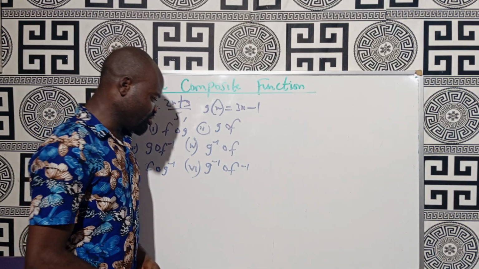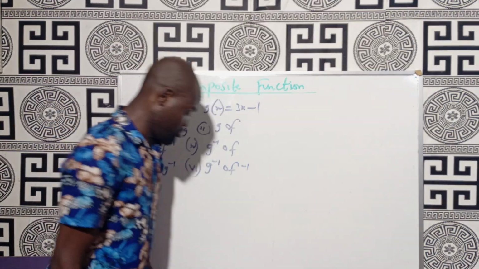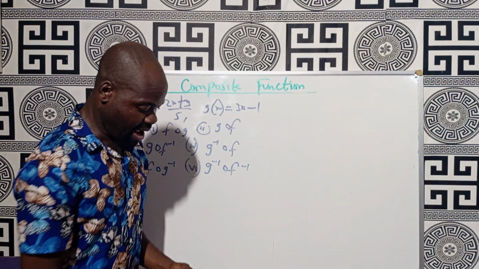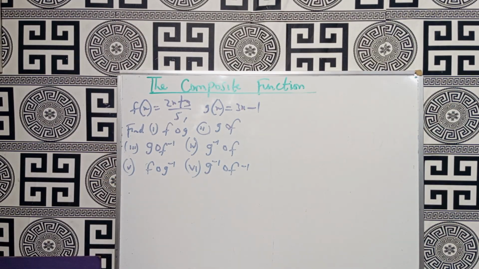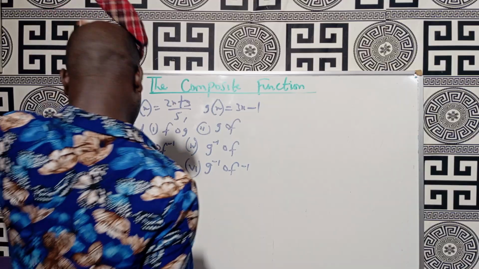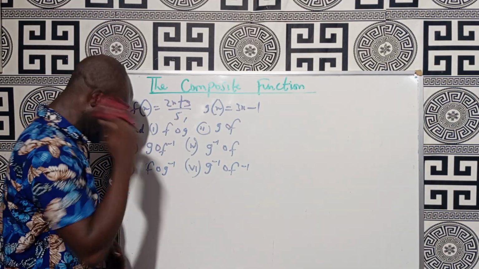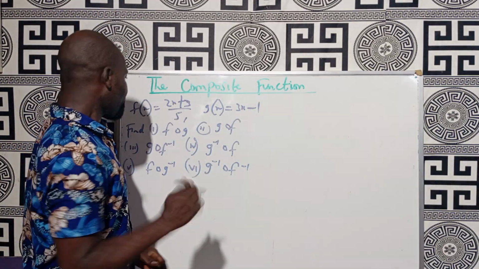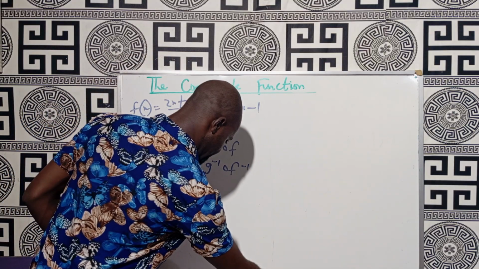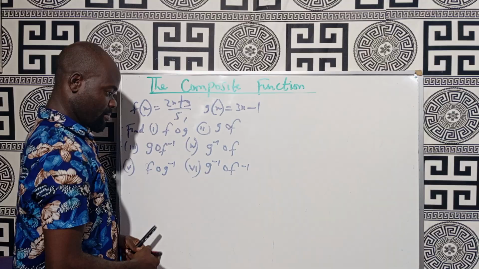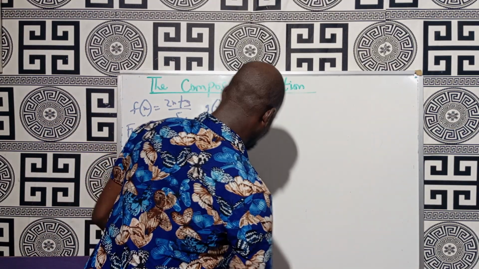Now, how do we do this one? Very easy and simple. You remember we have done inverses in my last class. If you remember inverse very well. Now, let's look at the first two.